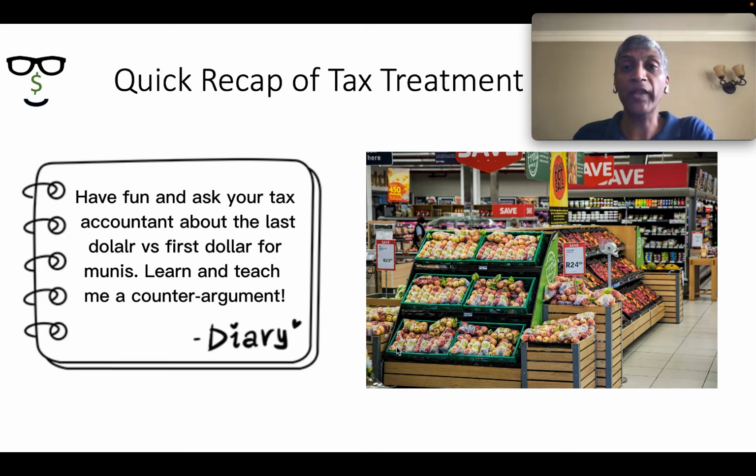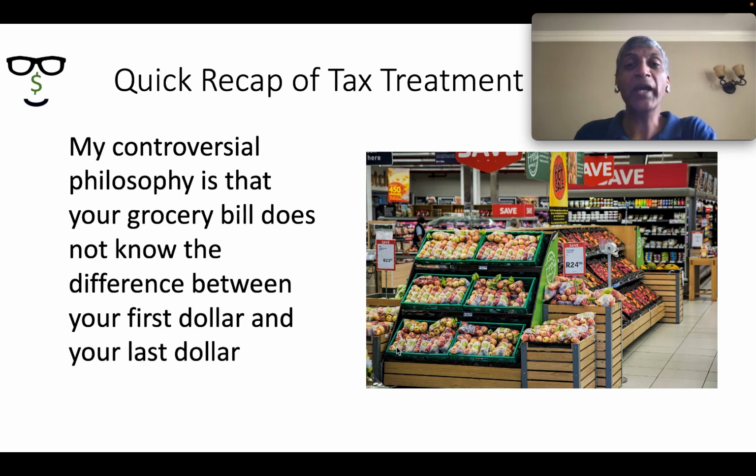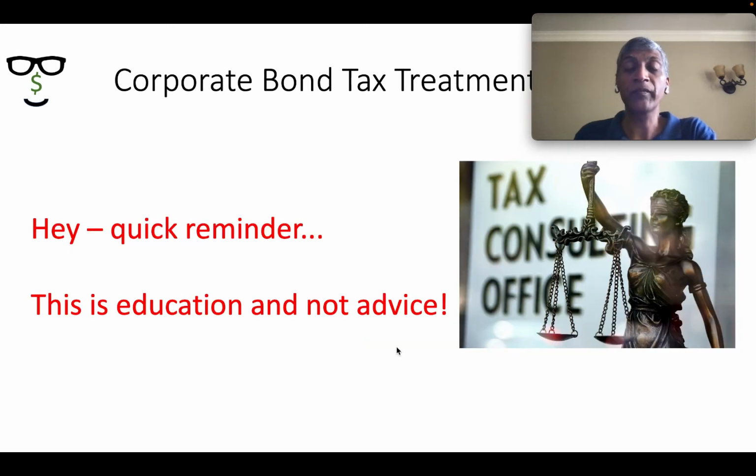My humble opinion on that is when I stand at the grocery store line and I pay $49.60 for groceries, I have no clue whether it is the first dollar or the last dollar. To me, it's the same dollar. So my humble opinion is that my average tax rate is what I use as a qualification when I evaluate muni bonds. And the reason that is very important is when we construct the tax adjusted curves.